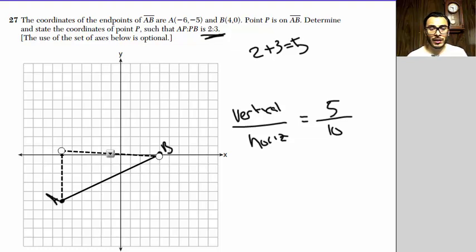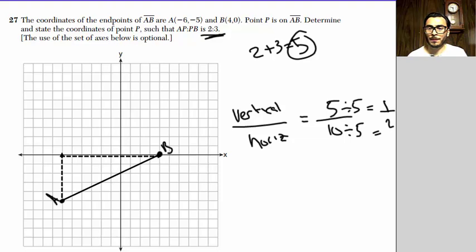Remember that 5 that we got by adding the numbers that make up the 2:3 ratio? This number here? Just divide the vertical and the horizontal change by that, and you get 1/2. Now take that 1 over 2 and just go up 1 over 2, up 1 over 2, up 1 over 2, up 1 over 2.